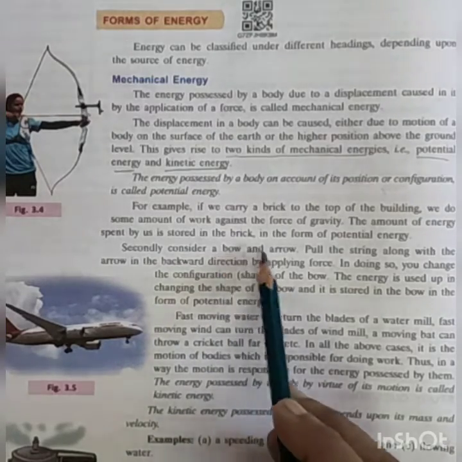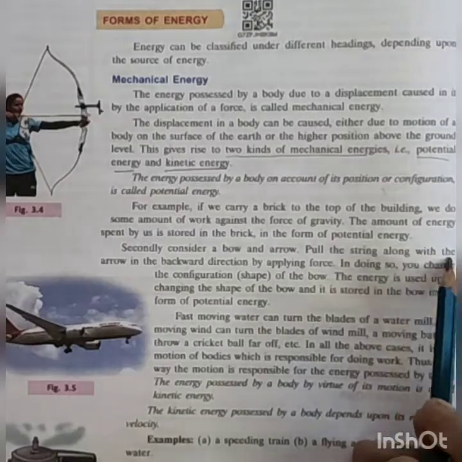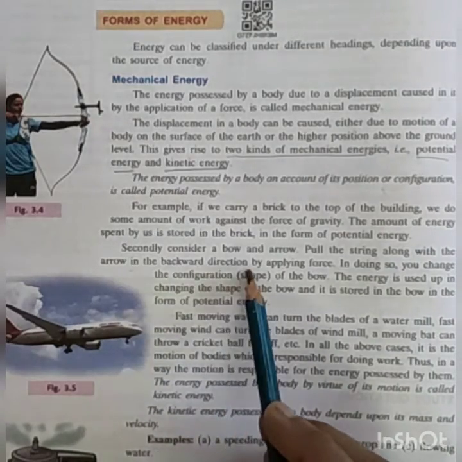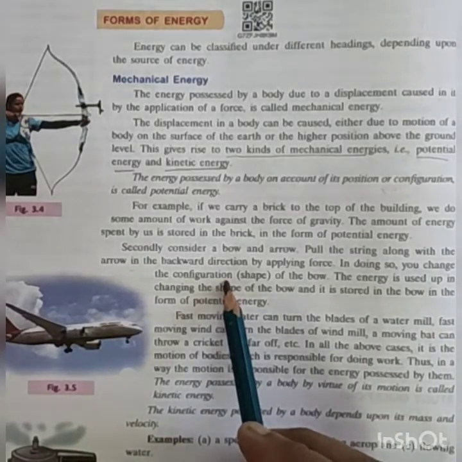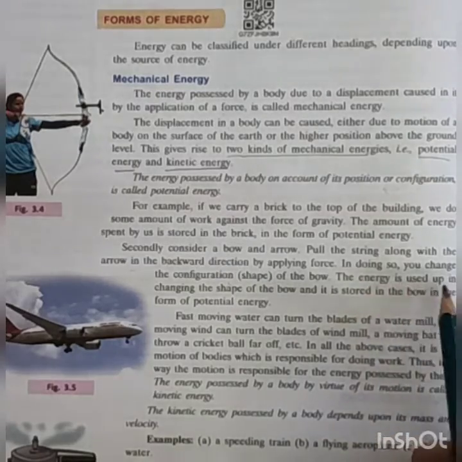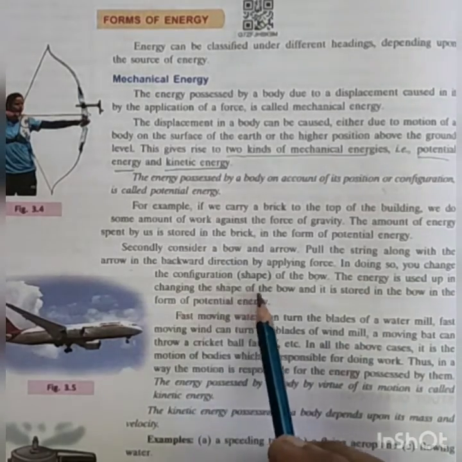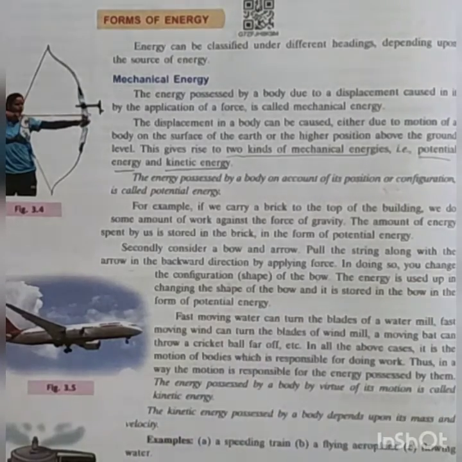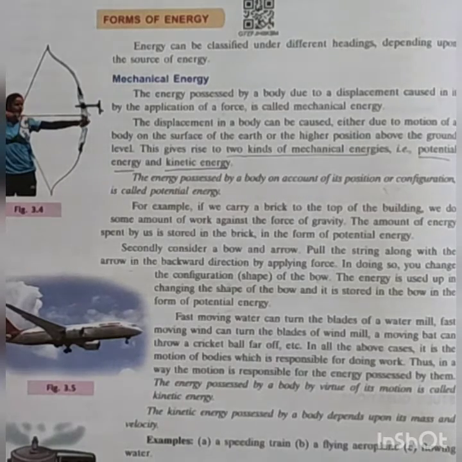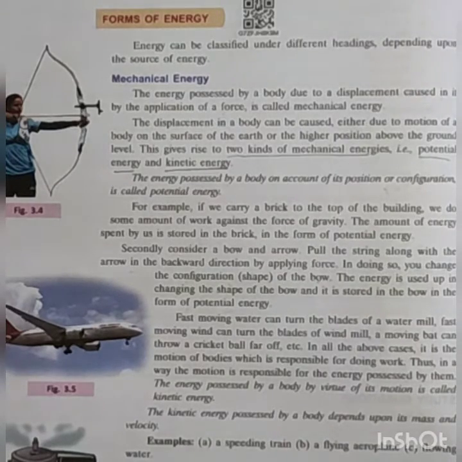We are considering a bow and arrow. Pull the string along with the arrow in the backward direction by applying force. In doing so, we change the configuration, the shape, of the bow. The energy is used up in changing the shape of the bow and it is stored in the bow in the form of potential energy. That means we can say it is the stored energy. So this is called potential energy. And one thing I'll tell you, potential energy has the formula mgh: m for mass, g for acceleration due to gravity, h for height.